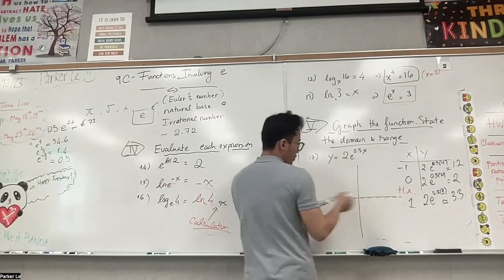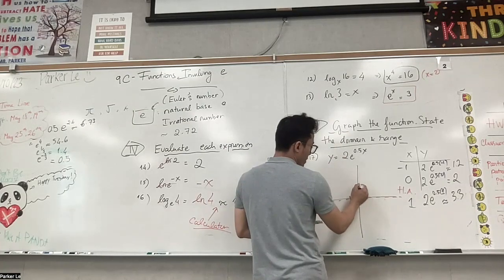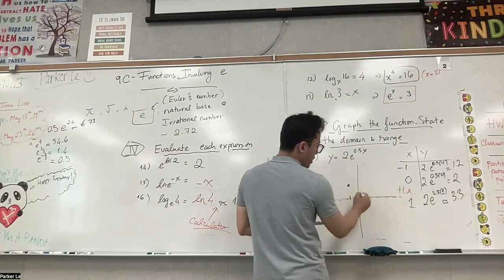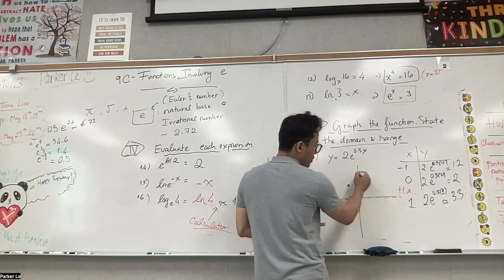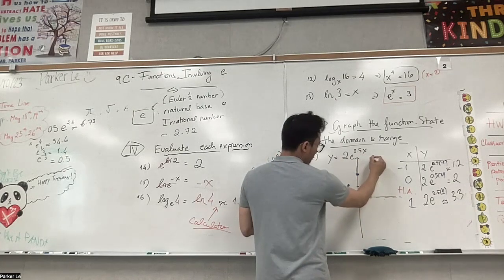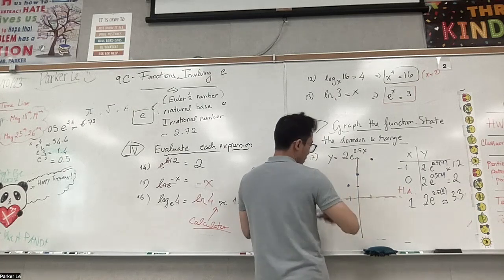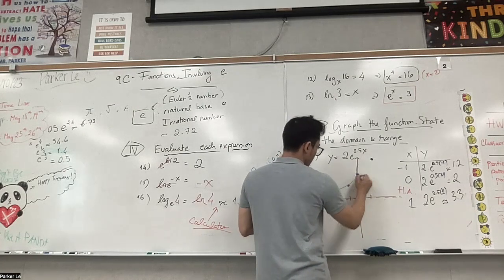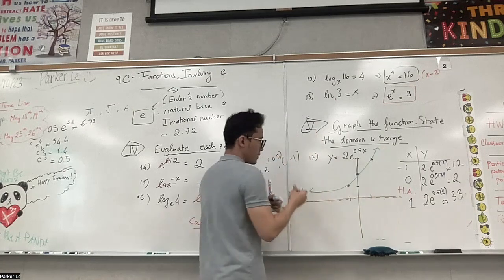Negative 1 to 1.2. So negative 1, 1.2 will be around here. 0 and 2, 1 and 3.3. So (0, 2) here, (1, 3.3) maybe around here to estimate 3.3. Connect them. Yeah, this is the graph.